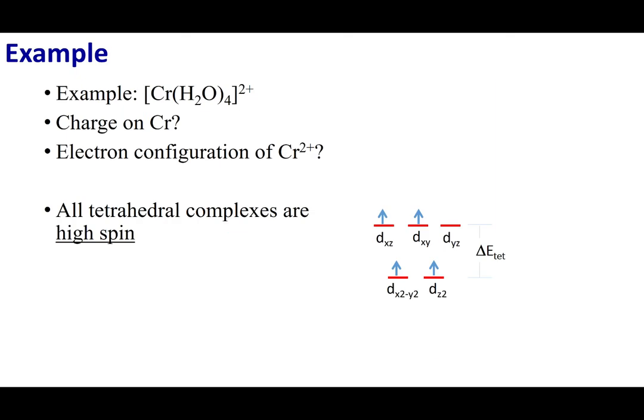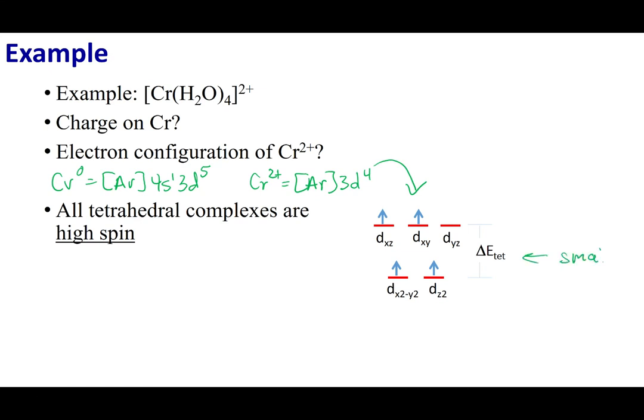Just to give you an example, here's chromium with four waters attached to it. Chromium has a 2+ charge, so let's look at its electron configuration. Again, chromium 0 is argon core, 4s1, 3d5. So if I have chromium 2+, I'm going to have my argon core. I'm going to remove one electron from the s orbital first, and then I'm going to take that last electron from the d orbitals. So I'm left with 3d4. So I have four electrons to place in the tetrahedral diagram. I remember that this splitting is very small, so I am going to promote before I pair. So the first electron, the second electron, and then promotion, 3, and finally 4. This means that tetrahedral complexes are always going to be high spin.